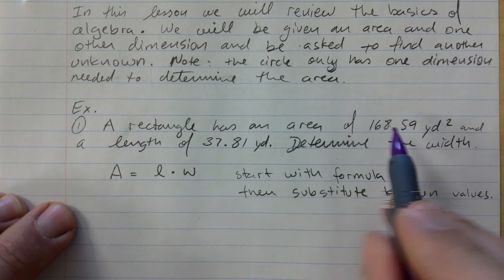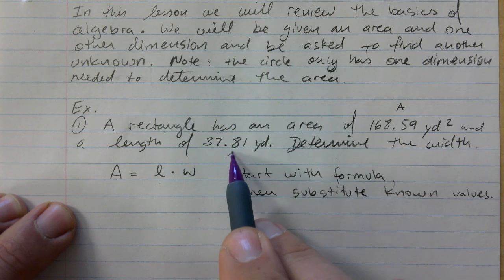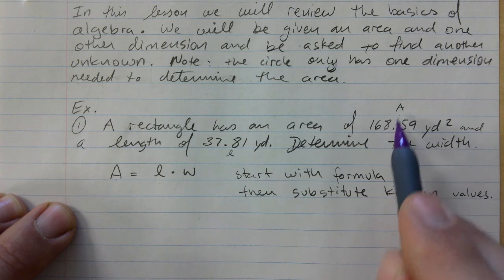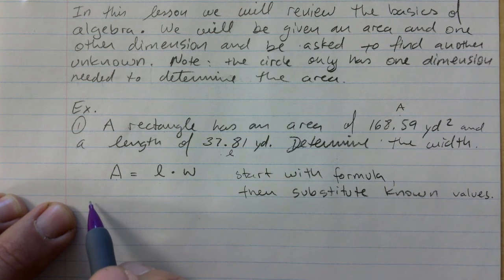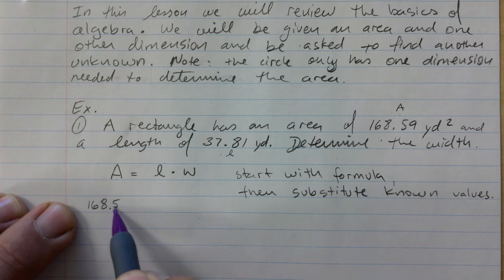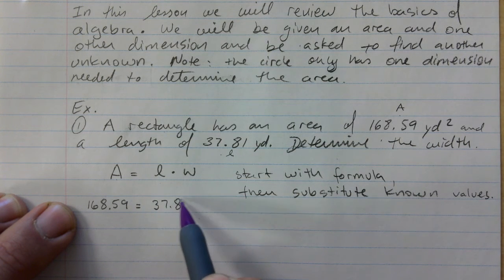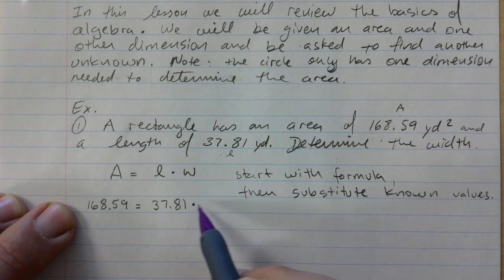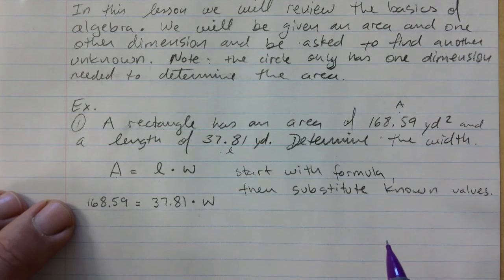So we know the area, this is area, and this is our length. Okay, so area is given, length is given. So we're just going to say, okay, instead of A, we're going to plug in or substitute in the value for it. We know that this is 37.81 times width, like that.